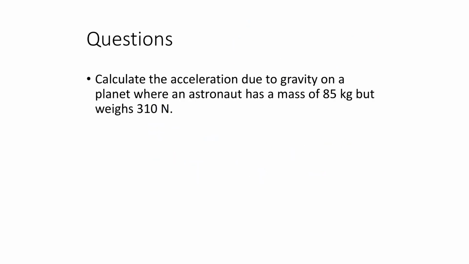Next question. Calculate the acceleration due to gravity on a planet where an astronaut has a mass of 85 kilograms but weighs 310 newtons. So this time we want to find the acceleration due to gravity, and if you remember, that's also equal to the gravitational field strength. It's just another way of saying it. So at this point, have a go. Remember the equation, rearrange, plug in the numbers, use a calculator, remember the unit at the end. So press pause, and when you're ready, resume.